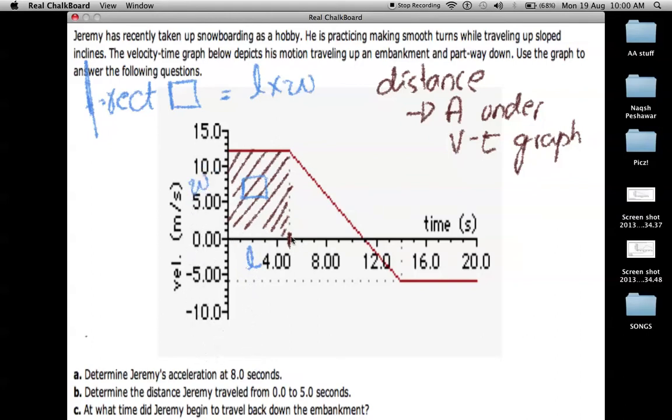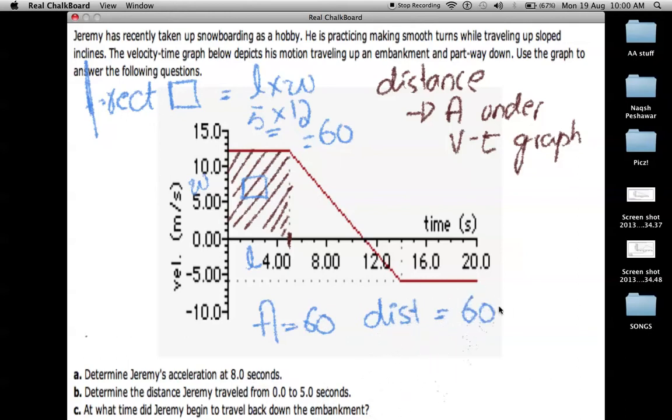So the length is 5, and the width, let's not call it height, let's just call it width, is 12 meters: 10, 11, 12. This is 5 times 12. This is 60. Just use your calculators here, and this is 60. So since the area is 60, the distance moved in the 5 seconds, or the displacement, would be 60 meters. Always remember the units here. So this is the second part, and it was easy.